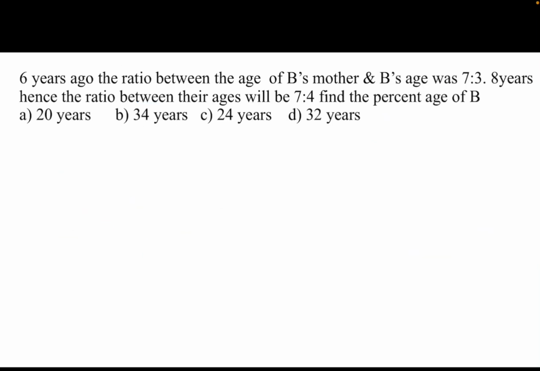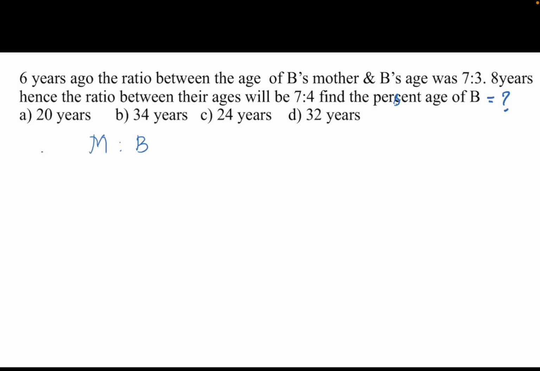6 years ago, the ratio between the age of B's mother and B's age was 7:3. 8 years hence, the ratio between their ages will be 7:4. Find the present age. Okay, this is present age of B. So present age of B is how much they are saying. Now what is given? Mother is to B.